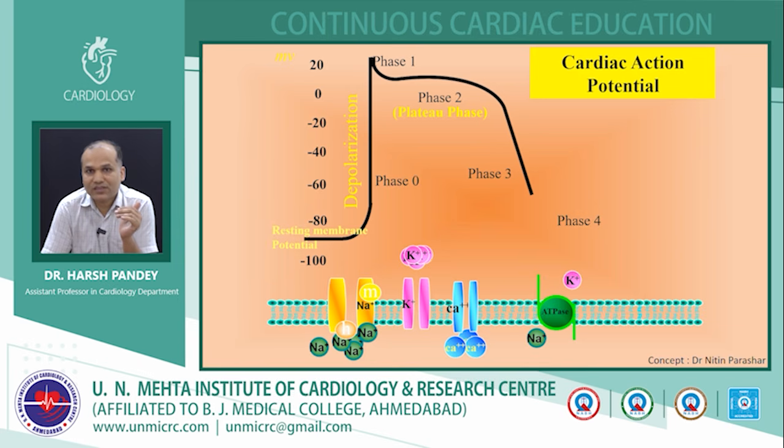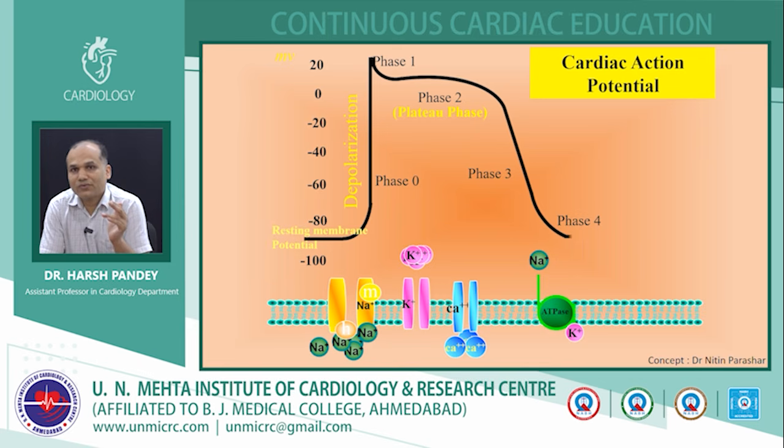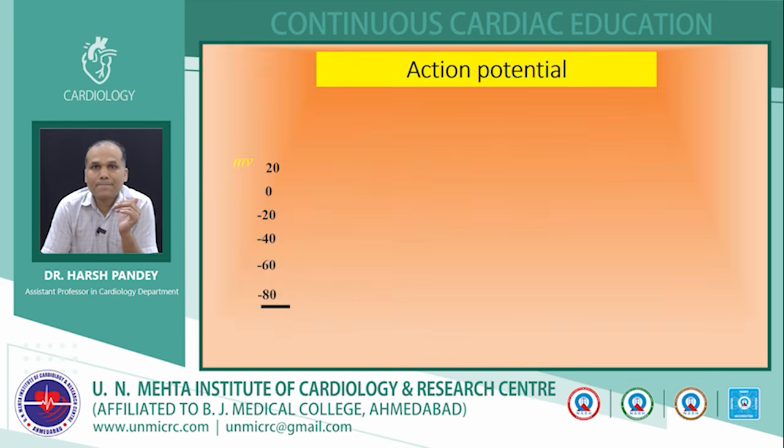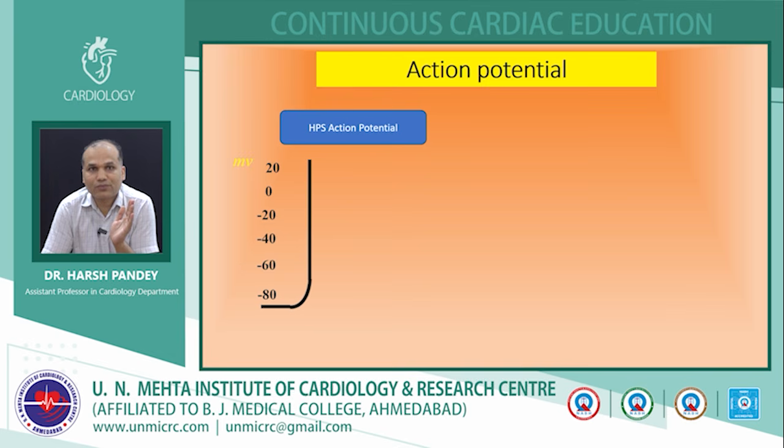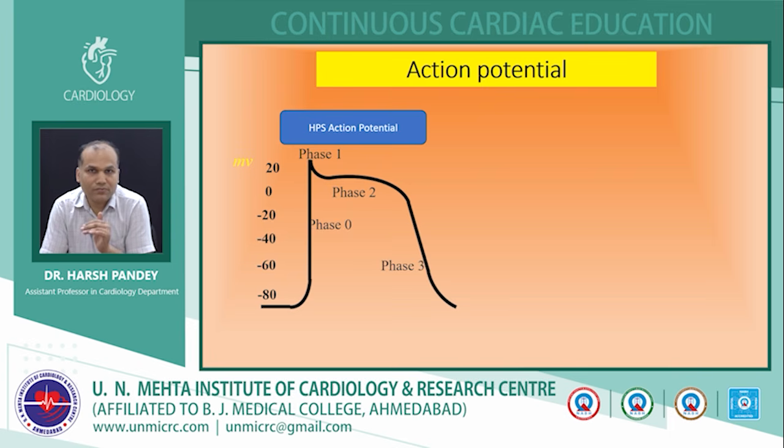So in phase 4, it is because of the sodium potassium ATPase activity. This phase 4 is very important to understand: the His-Purkinje action potential does not have this phase 4 property. They usually do not carry the property of phase 4 action potential. Phase 4 action potential is also known as the diastolic depolarization phase.